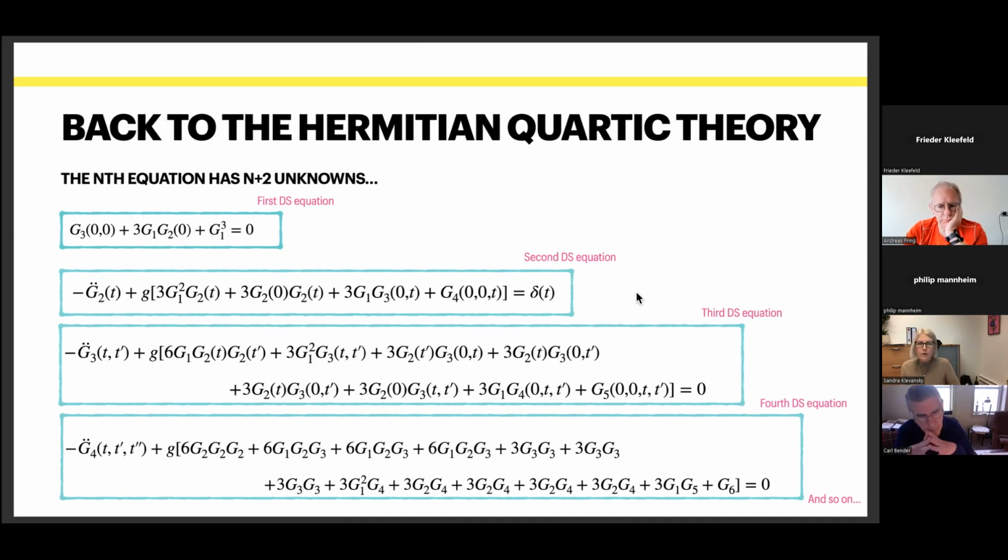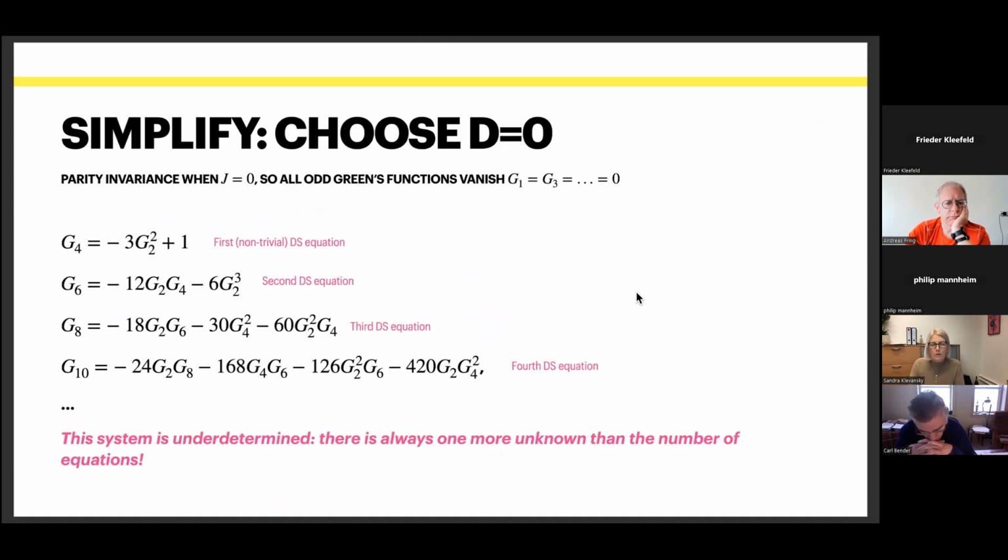And then, of course, what we can do is we can say, okay, we're in the Hermitian quartic theory, so it becomes a little simpler if we regard parity invariance, because then all the odd Green's functions vanish. And what we can do is reorganize the equations in such a way that the highest G is on the left-hand side, and then you can see that G4 is related to G2. G6 is related to G4 and G2. G8 is related to 6, 4, and 2. 10 is related to 8, 6, 4, and 2. Okay, so it has a very interesting structure, but it's always underdetermined. We always have at least one more unknown than the number of equations. So these equations have to be truncated in some fashion in order for us to solve them.